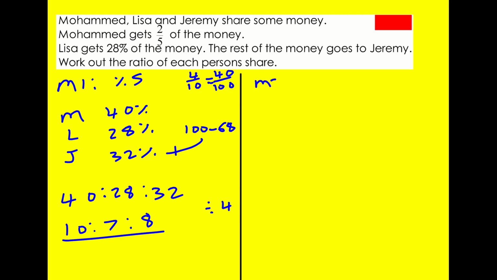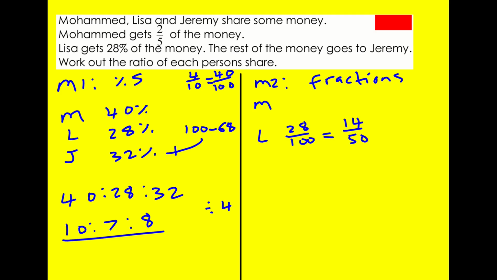Okay, method 2. Let's deal with fractions. So this time we've got Mohammed with 2/5. We've got Lisa with 28%. We're going to have to change that to a fraction. It's going to be 28 over 100. And at this point, you probably think, okay, keep 100 as the denominator. You could change it. You could simplify that 28 over 100. You could make it 14 over 50. Yeah, let's do that. There's different ways of doing this question, actually. I've changed my mind. 14 over 50.